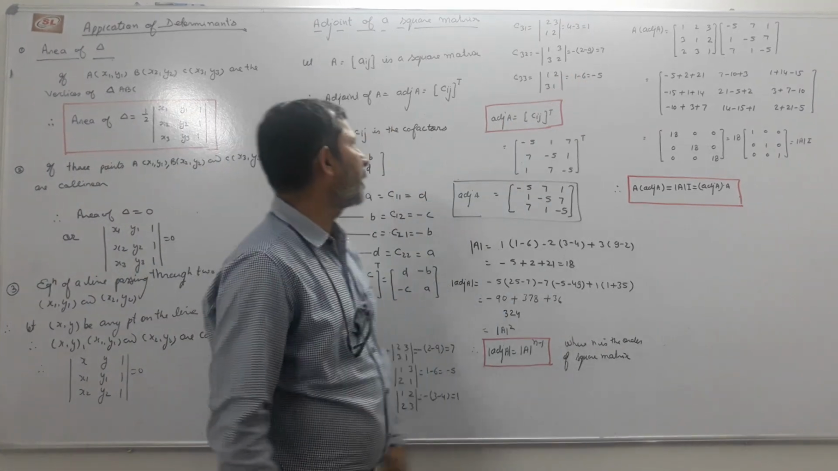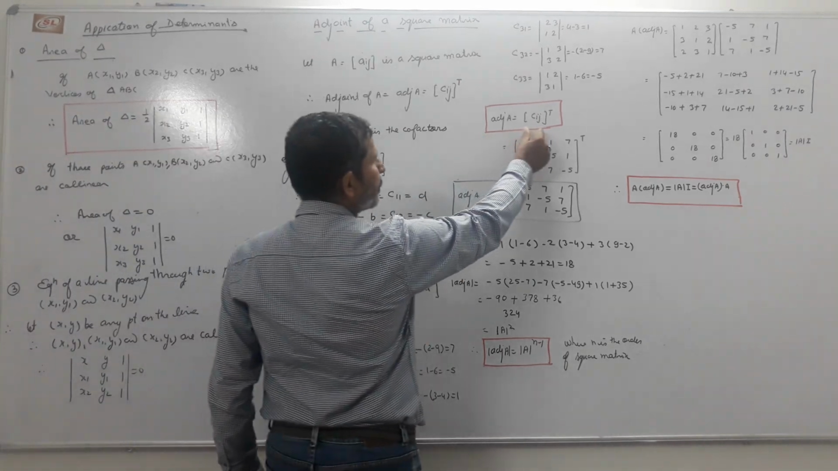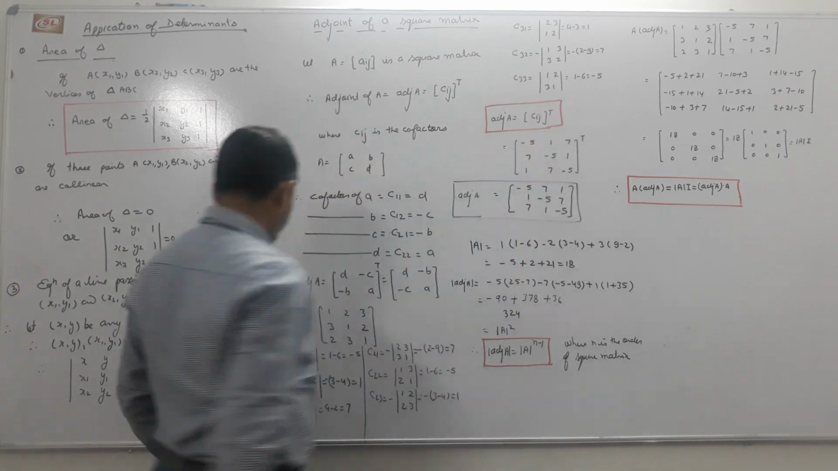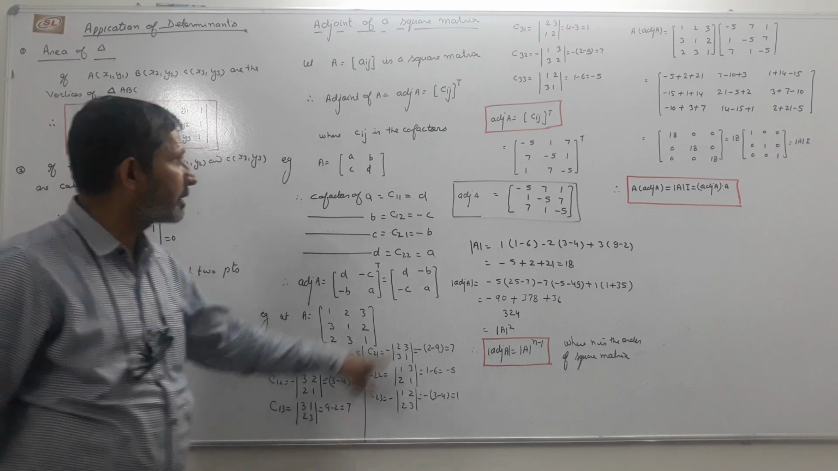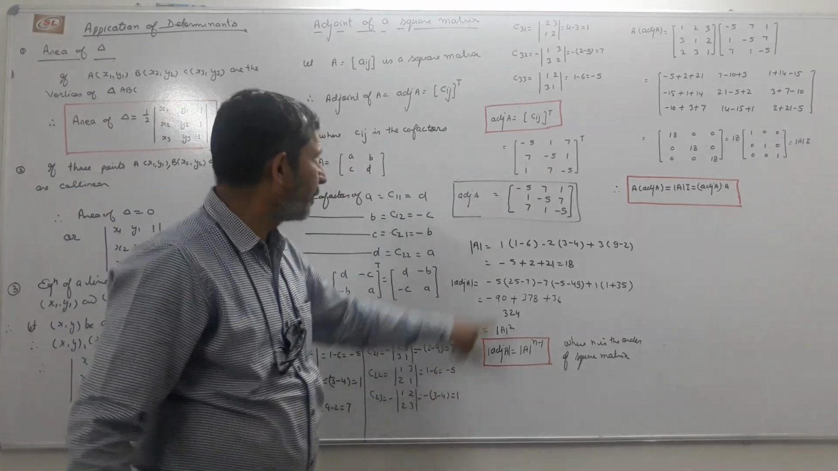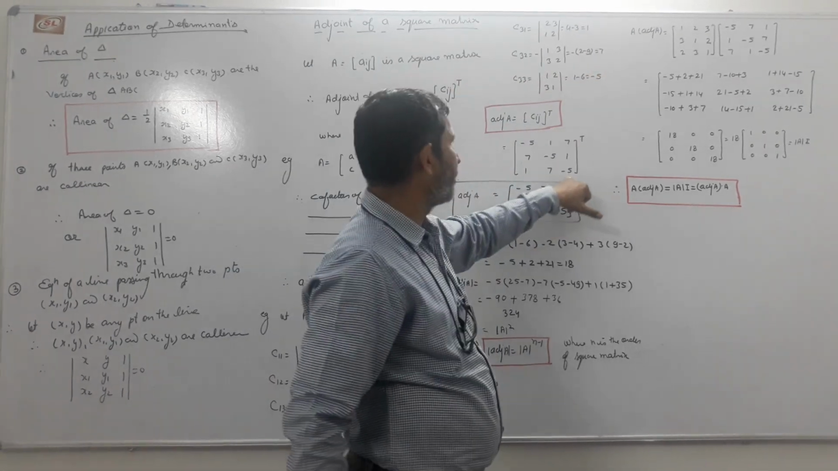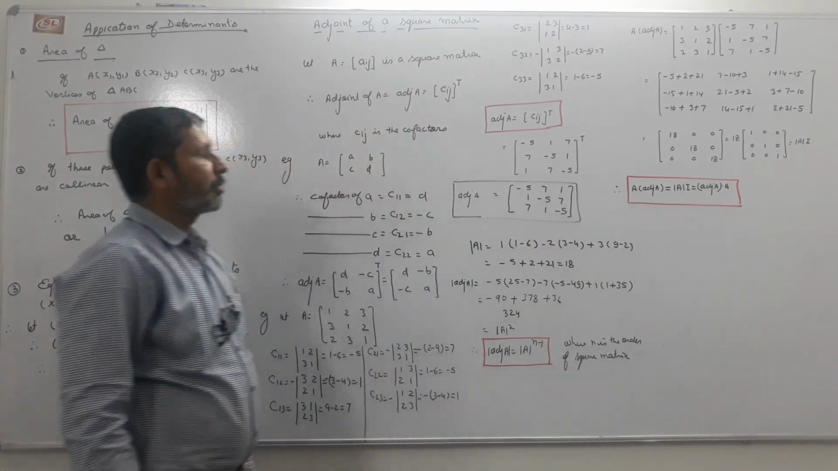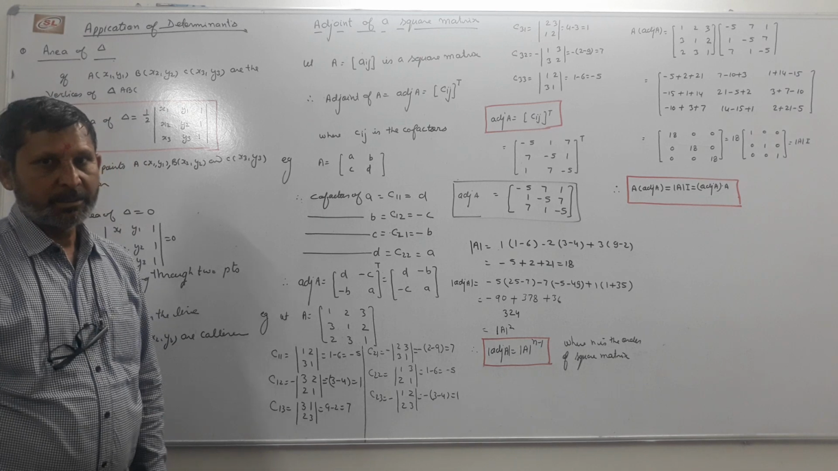These are the cofactors. Then what is the adjoint of A? Adjoint of A equals the transpose of the matrix of cofactors. What are the cofactors of the first row? Minus 5, 1 and 7. Cofactors of the second row: 7, minus 5, 1. Cofactors of the third row: 1, 7 and minus 5. Then the transpose. This is the adjoint of a square matrix of order 3.